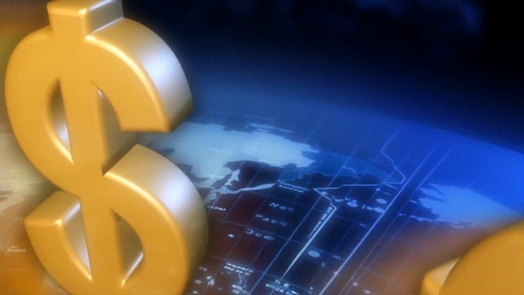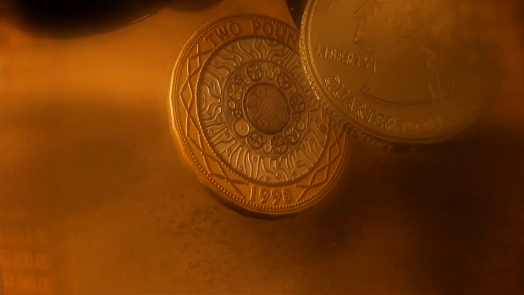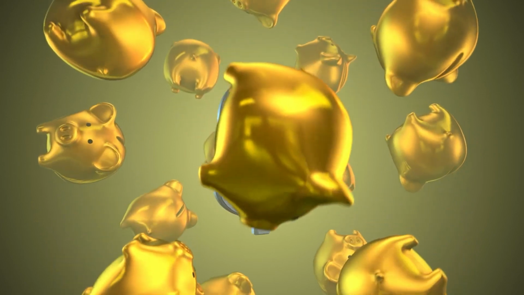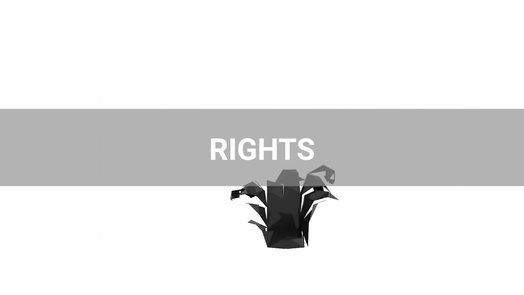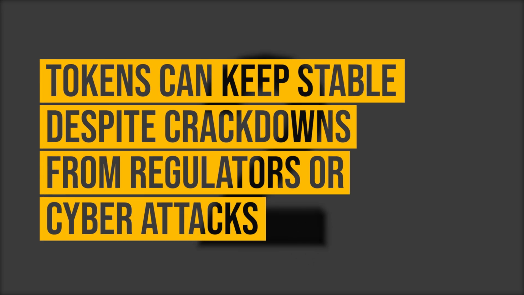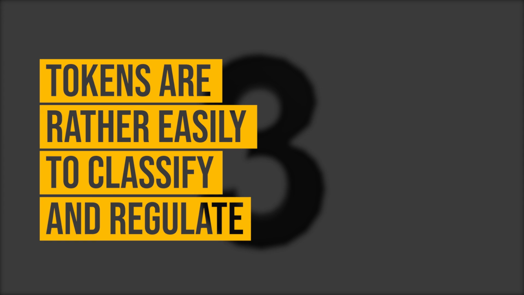Moving along, you must bear in mind that tokenomics evolves with innovation in tokens, and so there is a growing number of tokens that have more improved properties. On top of the classification we just talked about, these tokens can also be based on the following factors. First, rights. Tokens may give the holder either property or access rights. Second, durability. Tokens can keep stable despite crackdowns from regulators or cyber attacks. Third, regularity. Tokens are rather easy to classify and regulate.